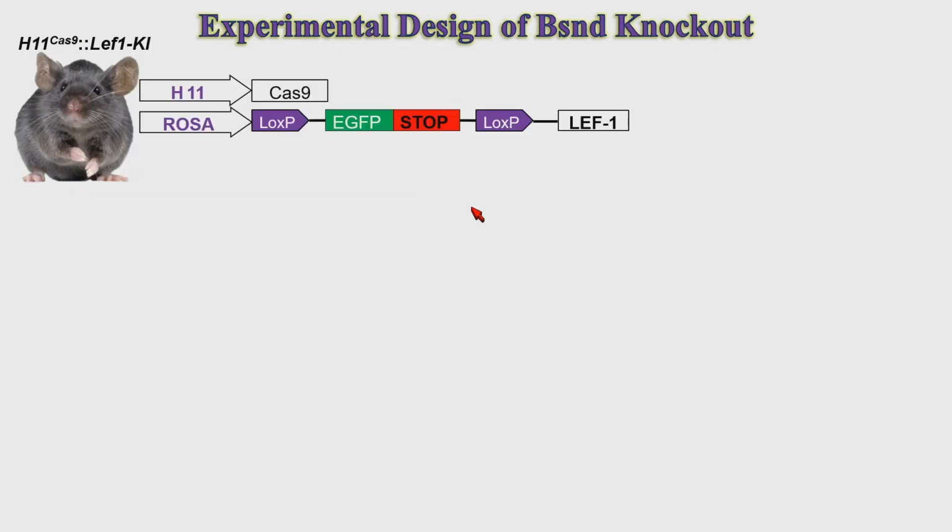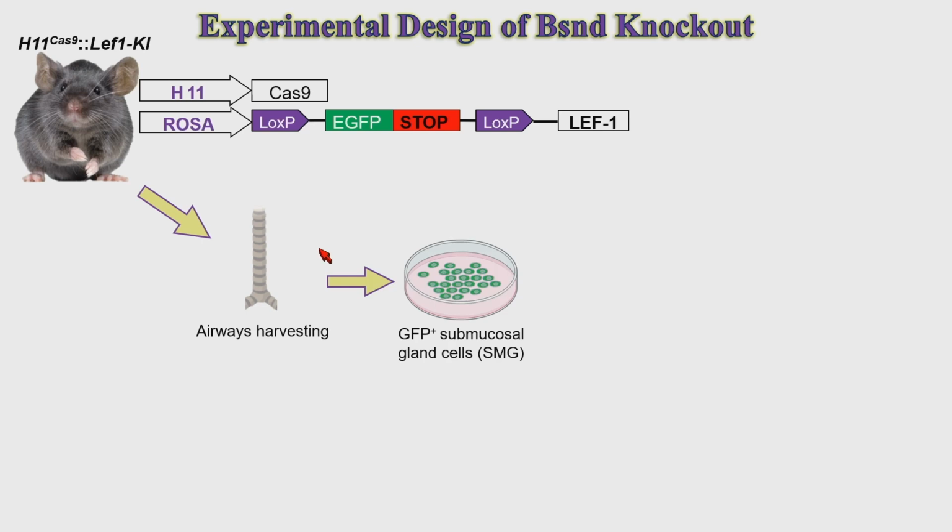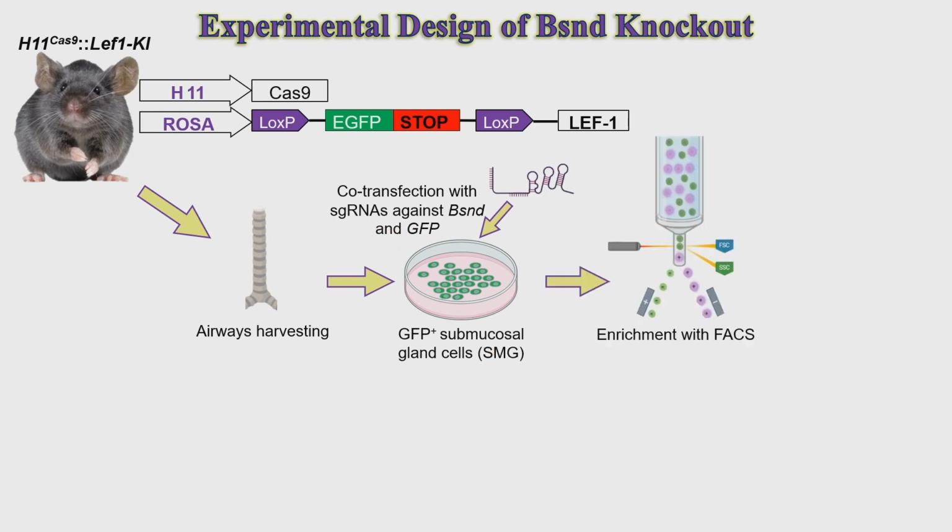In our next experiment, we deleted BSND using H11-Cas9 and LEF1 knock-in mouse model, and we didn't do anything with LEF1 in this experiment. The reason why we used this mouse model is because of the Cas9 and GFP expression. We harvested airways, and then we expanded GFP-positive submucosal gland cells, or SMG cells. And then we co-transfected these cells with guide RNAs against BSND and GFP, sorted for GFP-negative cells, and then expanded these GFP-negative BSND knockout cells.